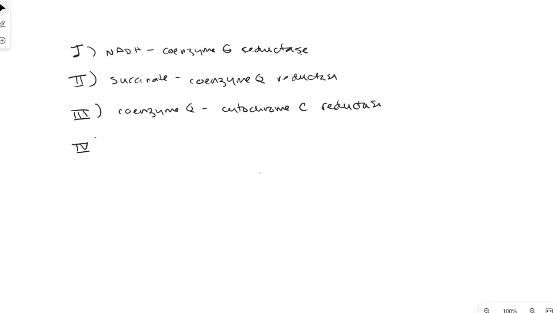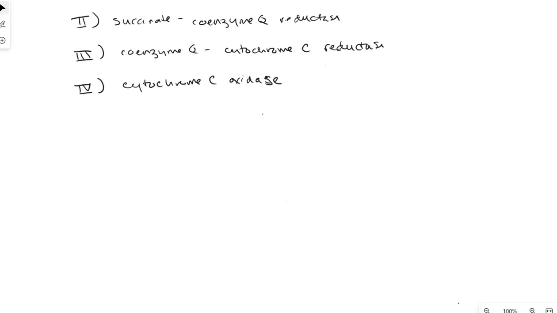And finally, 4, cytochrome C oxidase. There should be an A in there. There we go. So, complex 1 accepts electrons from NADH, serving as a link between glycolysis, the TCA cycle, fatty acid oxidation, and the electron transport chain. Let me make a little bit of room here.